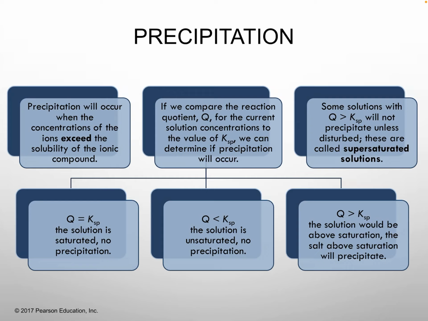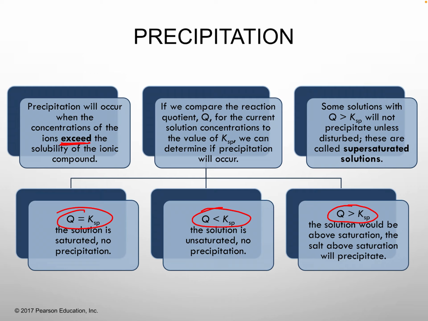to KSP. If Q is equal to KSP, then our solution is saturated, and it will usually not cause precipitation. This is the point at which precipitation is just about to start. If Q is less than KSP, then it's unsaturated, so no precipitation. But as soon as Q is greater than KSP, when the concentration of the ions exceeds the solubility of the compound, then it would be oversaturated essentially. We'd have too much of our ions, and our salt will precipitate.